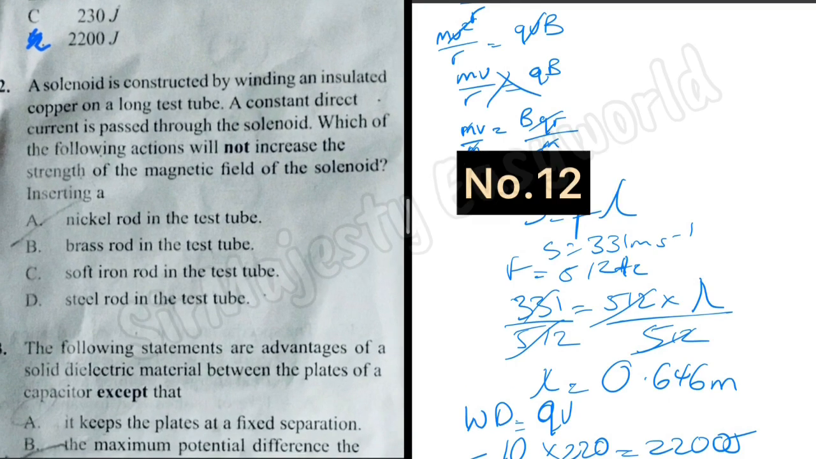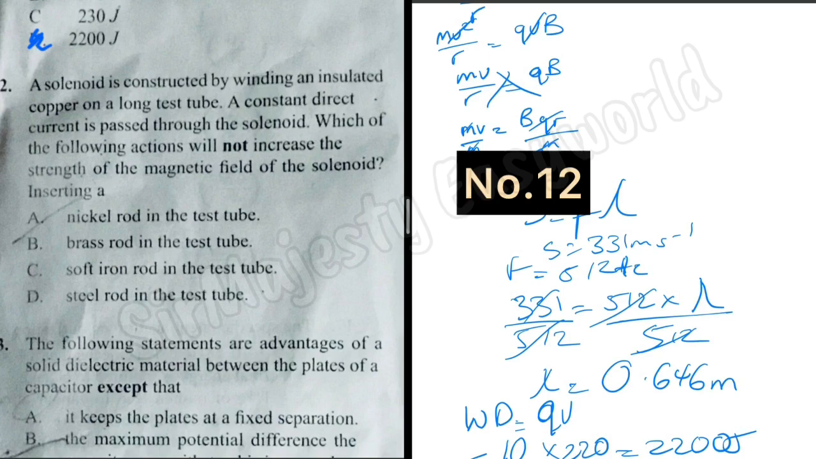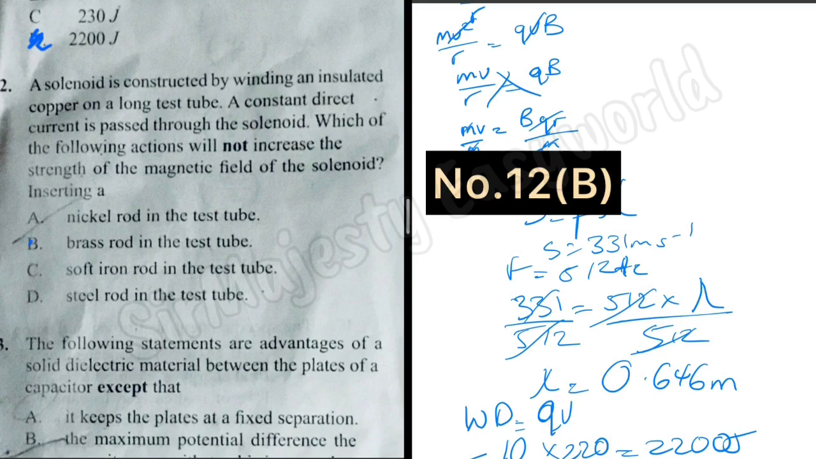The next question is, a solenoid is constructed by winding an insulated copper wire on a long test tube. A constant direct current is passed through the solenoid. Which of the following actions will not increase the strength of the magnetic field of the solenoid? The correct answer to this question should be B, brass rod in the test tube, because the other ones are good magnetic substances that can be attracted by a magnet, but brass rod cannot be attracted. So three of them can increase the strength of the magnetic field, but the brass rod cannot increase it.